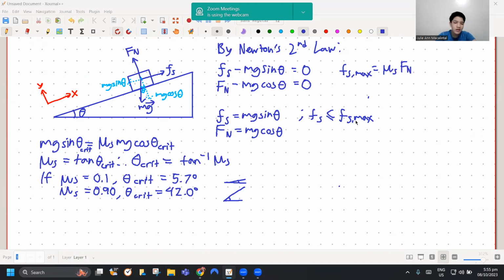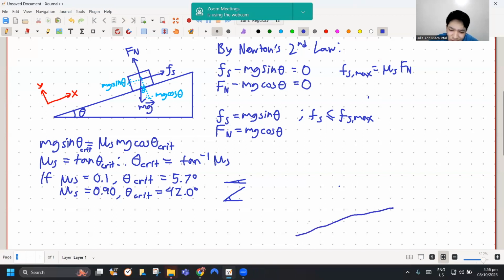Kasi greater than na yung critical point. Kung naka-parking brake ka, mag-skid siya downwards. So, yung inclines, dapat less than 42 degrees. Kaya wala kang nakikita na roads na ganyan ang incline, sa usual na roads.